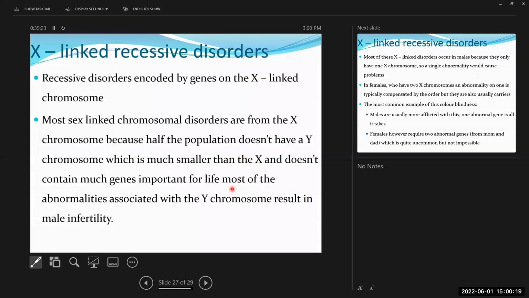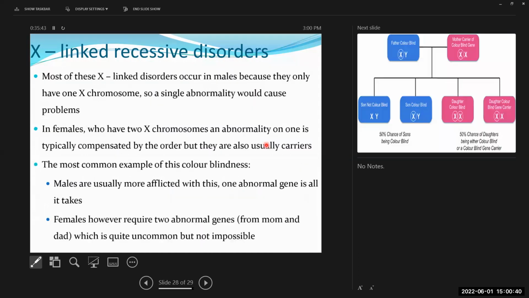So the X-linked recessive, these are disorders encoded by genes on the X chromosome. So we're talking about the sex chromosomes now. Most X-linked disorders are from the X chromosome because half of the population doesn't have a Y chromosome, in terms of males and females. The Y is much smaller than the X and doesn't contain as many genes. That's why most of them are X-linked. Most of these X-linked disorders occur in males.